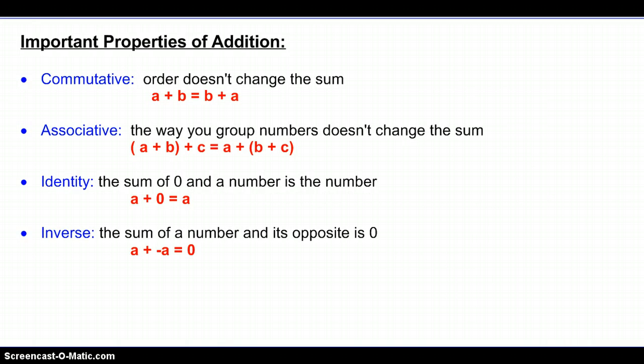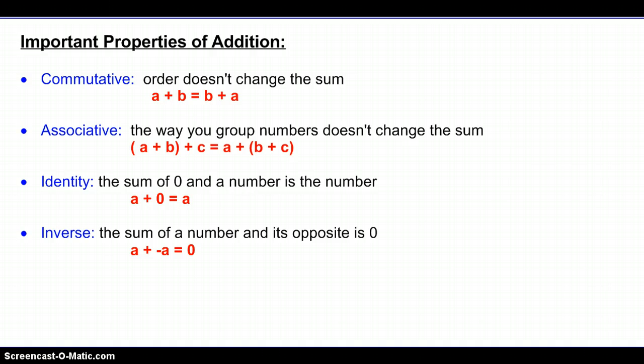Now there are certain properties of addition you have to understand. These properties you will be held responsible for. The first is the commutative property. The commutative property says that you can add things in any order and it will not change the sum. It will not change the answer. So here you see A plus B equals B plus A. It doesn't matter in what order we add these numbers, you will get the same answer. Think of it as commuting, moving from one place to another. If you move these numbers to a different place, it doesn't change the answer.